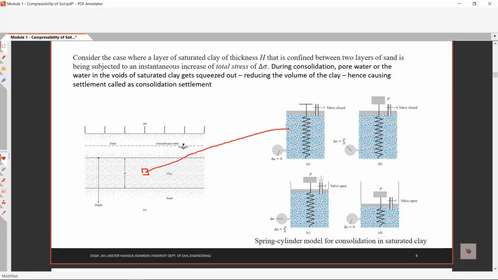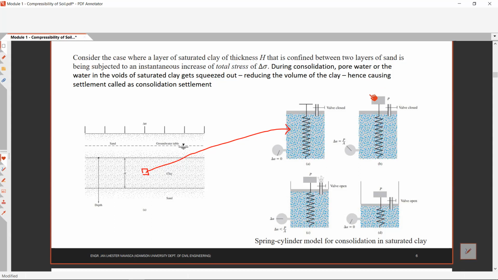Kuha tayo dyan. So that is a laboratory setup. Okay. So at time t equals 0, the valve is closed. Saraduhan muna natin yung valve sa taas. Take note, the valve is closed. So no instantaneous delta sigma is applied at top. So therefore, yung stress or yung change in stress at the bottom of this location of the clay, our soil sample, is 0.